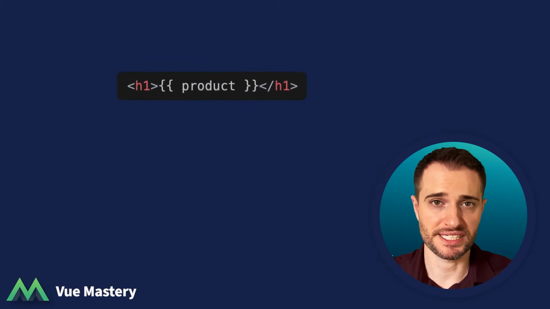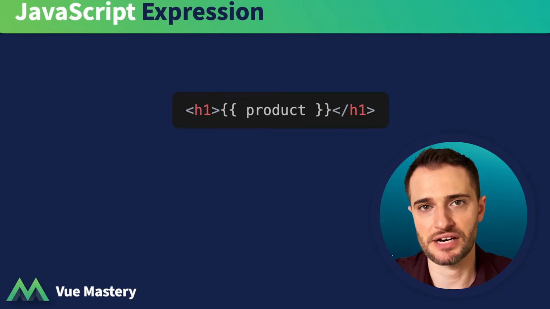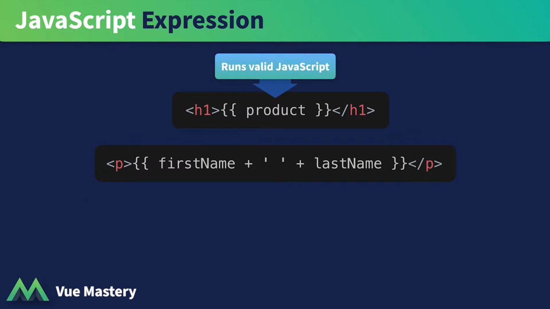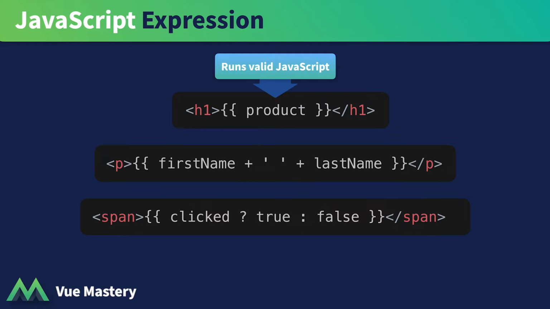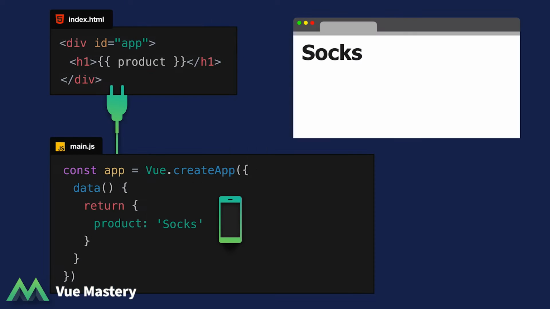If this double curly brace syntax or mustache syntax is new to you, it allows us to write JavaScript expressions. In other words, it allows us to run valid JavaScript within our HTML. So we could be doing things like concatenating strings, running conditional logic with a ternary operator, running methods on our data, and so on. So back in the diagram, if we were to change socks to boots, our expression would receive that new value and our DOM would update.